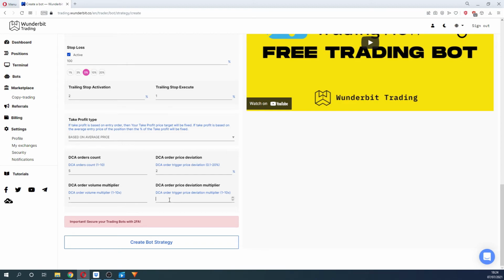The last parameter is the DCA order price deviation multiplier. This value will increase the price deviation between each additional entry. It is calculated as the price deviation multiplied by the deviation multiplier.